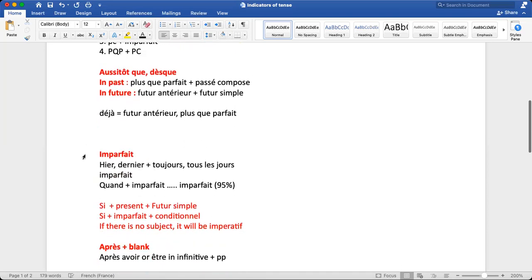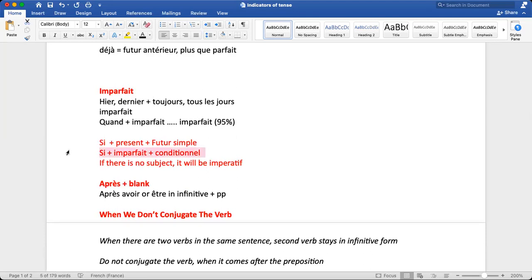Now, imparfait. Hier, dernier, plus any indicator of present tense like toujours, tous les jours, chaque jour, you will use imparfait. And one more thing, if quand is followed by imparfait, most of the time the second verb is also imparfait.